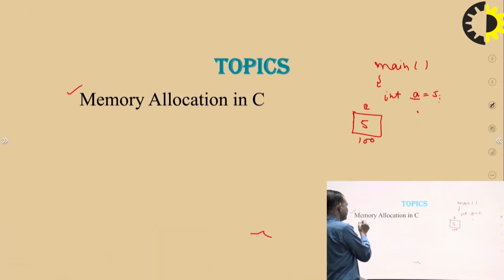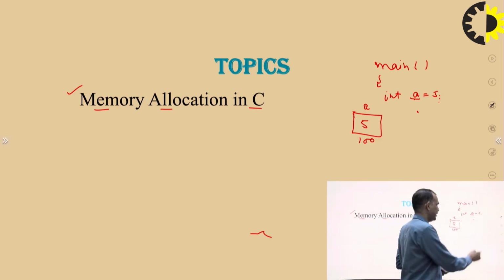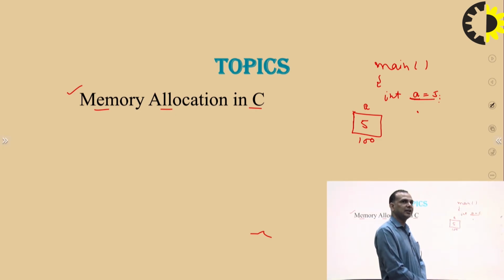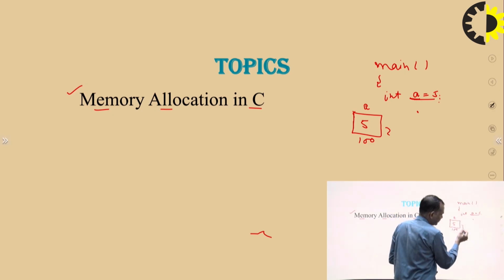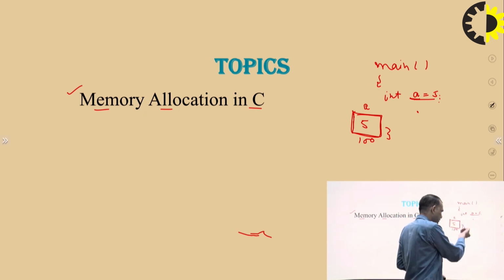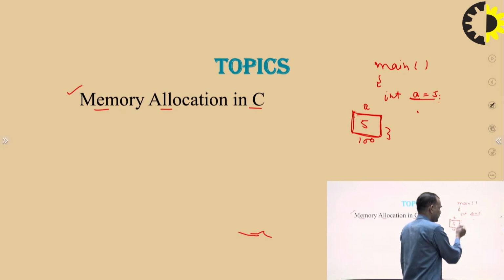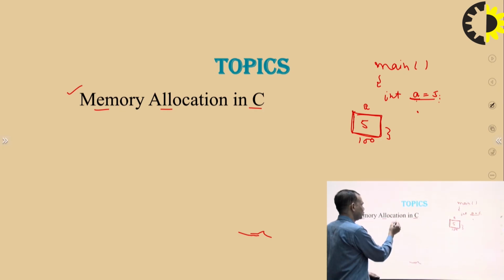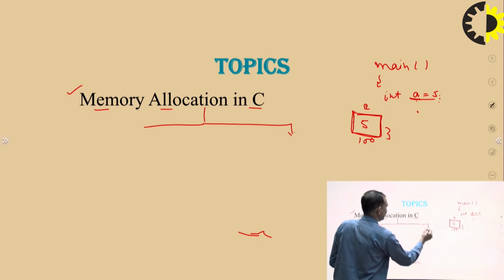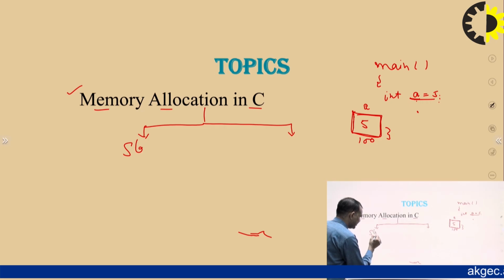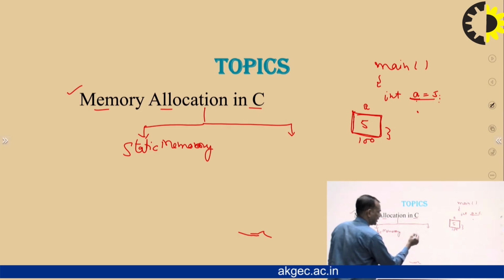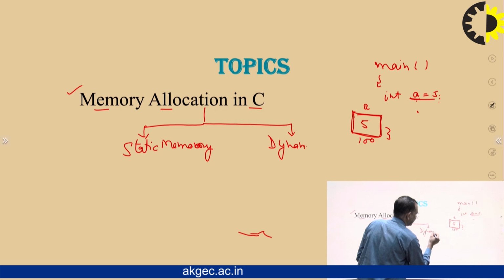So our topic is memory allocation in C. In a simple way, when we allocate variable memory, there are two types. First, before starting the program, we initialize a memory block for that variable. Second, when we write the program and run it, at that time we initialize the memory block for that variable. So there are basically two types of memory allocation in C. Number one is known as static memory allocation, and the second one is known as dynamic memory allocation.